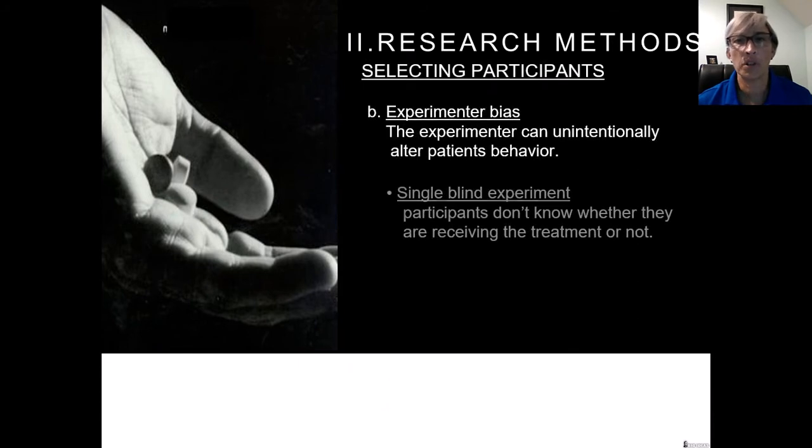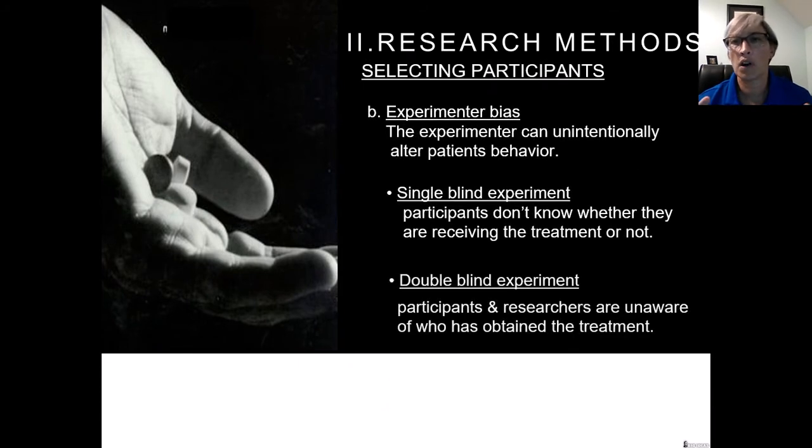When I select participants, the experimenter can unintentionally alter patients' behavior by assigning them to different groups, hence the single blind experiment and double blind experiment. Now, in a single blind experiment, we use that so that the participants don't know that they're a part of the research, the treatment, the control group, or the experimental group. So single blind, we want to keep it private from the people who are participating in the study.